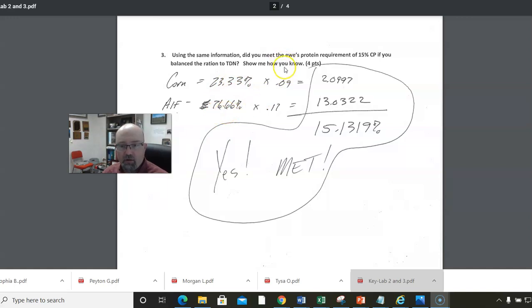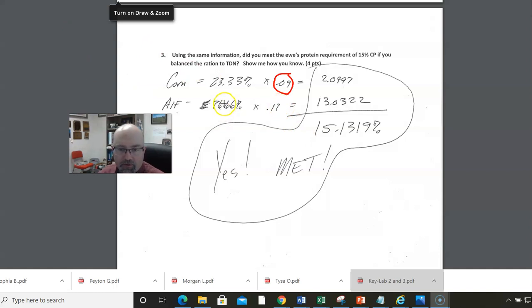Okay, so here is where my 9% and my 17% come in. When I take my percentage of each ingredient times the percent protein in each ingredient, I come up with these, and these are percentages. I haven't changed my unit of measurement. When I add those up, I find a total of 15.13%, and yes, that satisfies the 15% protein required by these ewes.